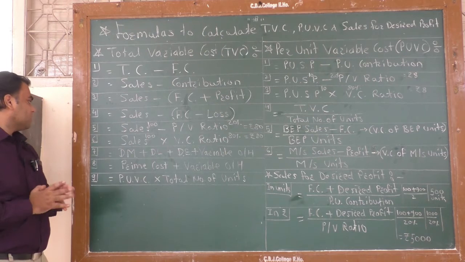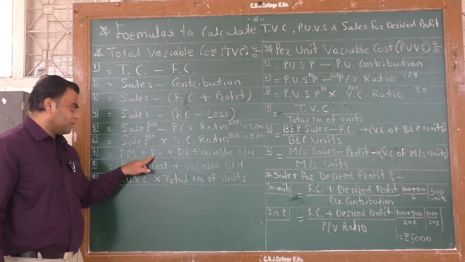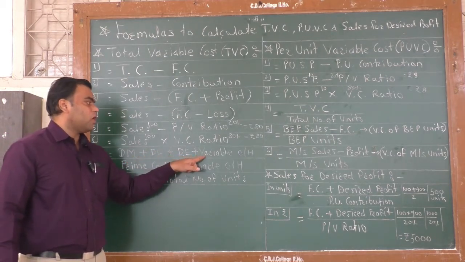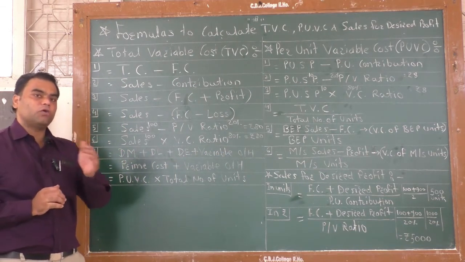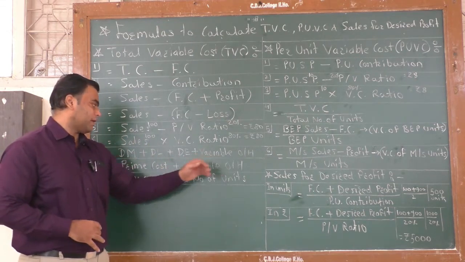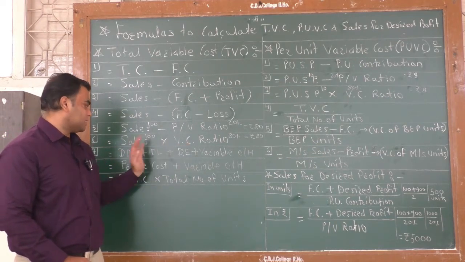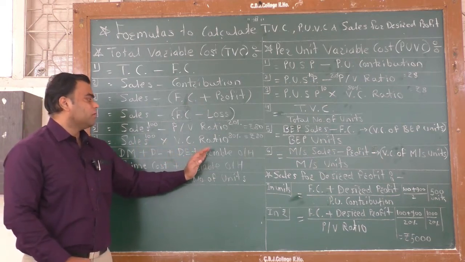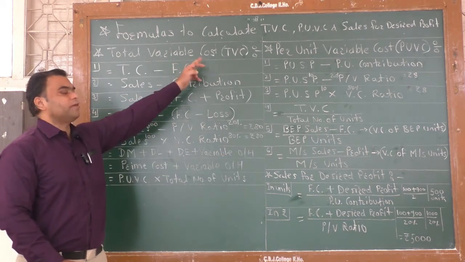Next formula, variable cost is equal to direct material plus direct labor plus direct expenses plus all variable overheads. Overheads are also called on cost or all indirect expenses. So direct material plus direct labor plus direct expenses plus all variable indirect cost is equal to total variable cost.